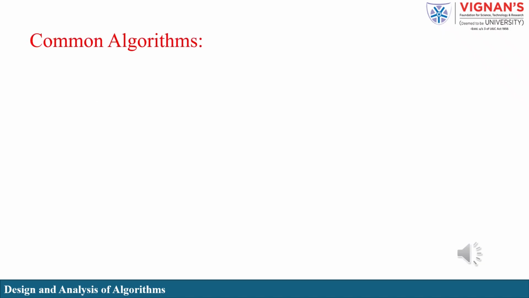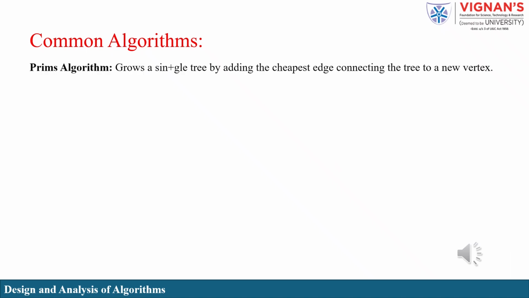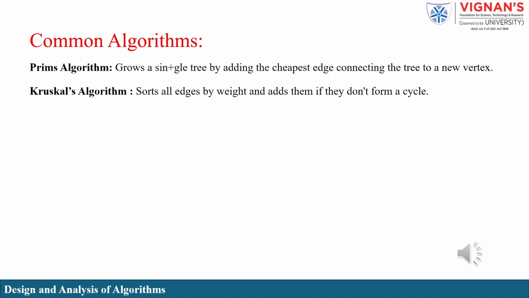Common algorithms. This slide introduces the common algorithms used to find a minimum spanning tree. Prim's algorithm. Prim's algorithm builds a single tree by repeatedly adding the cheapest edge that connects the tree to a new vertex. Kruskal's algorithm. Kruskal's algorithm sorts all the edges by weight and adds them one by one, making sure no cycle is formed.